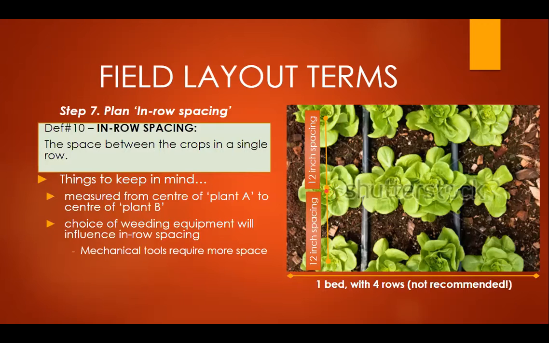So here we have a picture of lettuces. We have lettuces being planted in 4 rows on a bed, which we don't do. This is just something I grabbed off the internet for demonstration purposes, but we typically will go with rows of either 2 or 3 for lettuce plantings, not rows of 4. But that said, we're talking about in-row spacing, and this is a good picture to demonstrate it. You're looking at the center of lettuce 1 to the center of lettuce 2, and typically for lettuce, you're looking at a 12-inch spacing. So that is your in-row spacing.